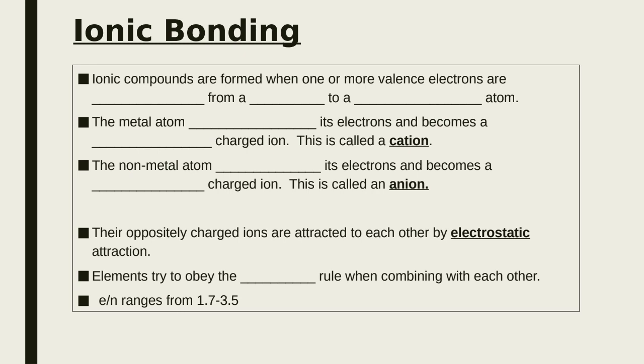Okay, let's fill in all these blanks for ionic bonding. Many of these you know, and this should just be review. Ionic compounds are formed when one or more valence electrons are transferred from a metal to a non-metal atom. So you need to have one of each. You need to have a metal and a non-metal in order to carry out ionic bonding.